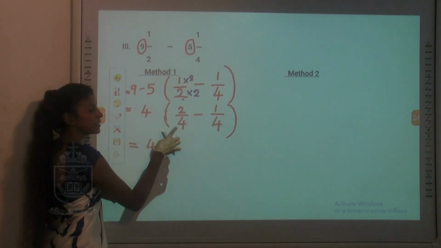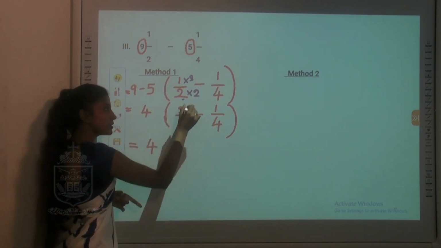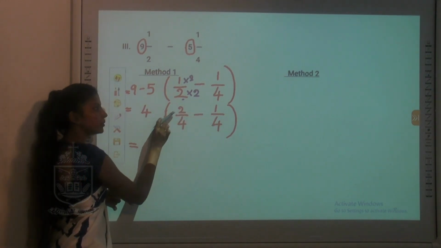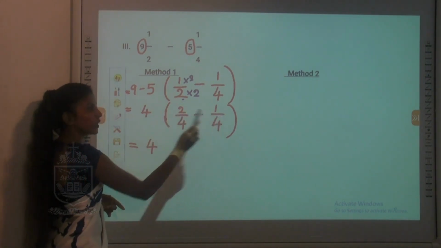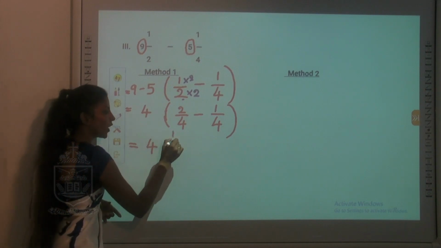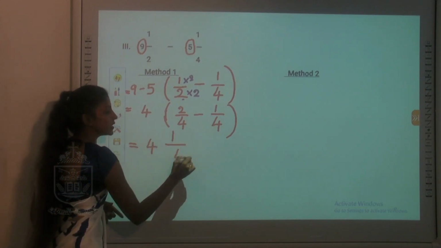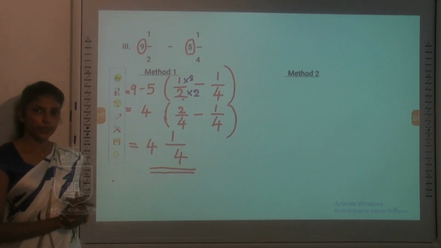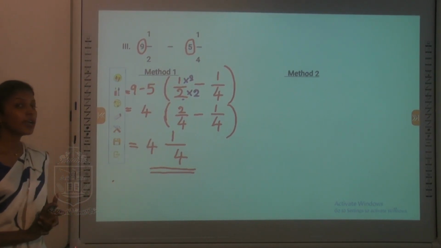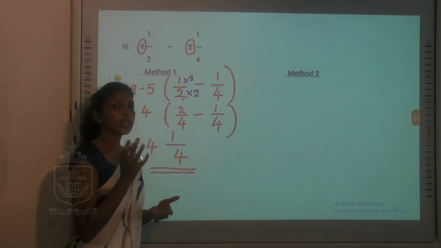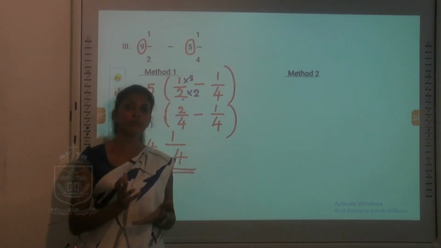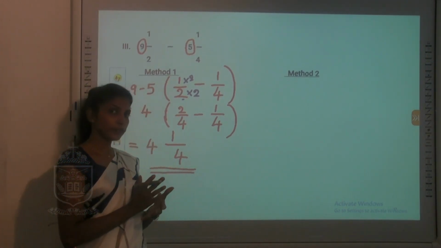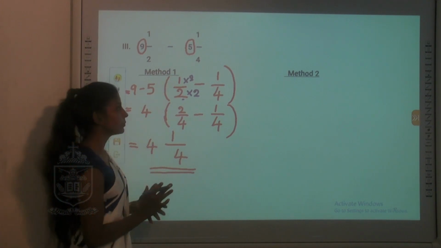So here now you all can see the denominator is same. So let's subtract the two numerators. 2 minus 1. Answer is 1 and denominator is 4. So this is the way of doing it using the first method. Second method, as I did in the previous one, you all can convert these mixed numbers into an improper fraction.